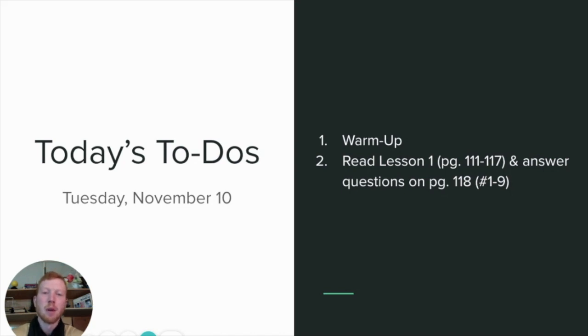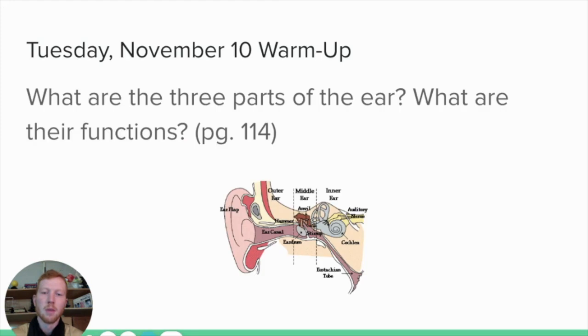All right, let's get into what we're doing today. You're going to start with your warm-up, which I will go over with you again shortly. After that, you're going to be reading lesson 1, from page 111 to page 117. You are then going to answer the questions on page 118. That would be the red pages. I have this set up as a Google form, just like what we've done in the past. It is under today's topic on Google Classroom. So 9 questions there.